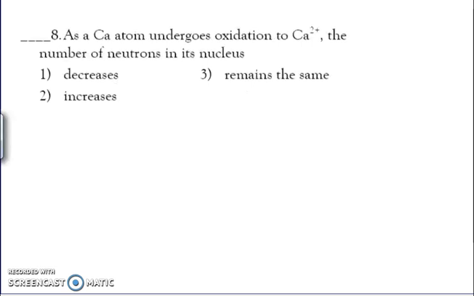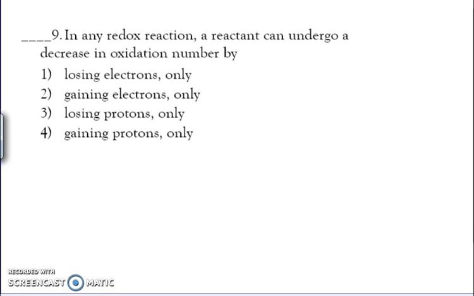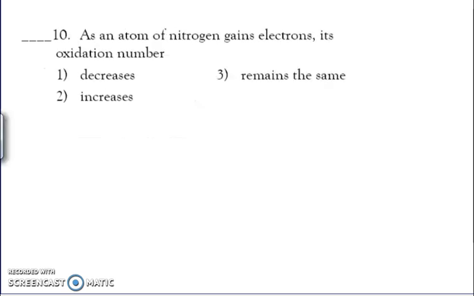Number 8, calcium undergoes oxidation from calcium to calcium 2 plus. Number of neutrons remains unchanged because oxidation reduction has nothing to do with neutrons. In a redox reaction, the reactant can undergo a decrease in oxidation number by gaining electrons. That's the only way you can do that. If an atom of nitrogen gains electrons, its oxidation number will decrease because you're gaining negative particles.